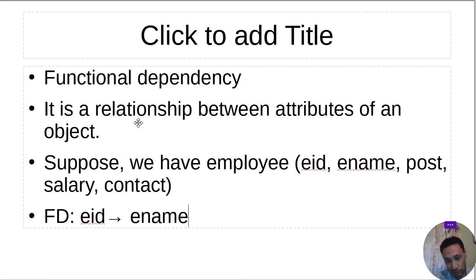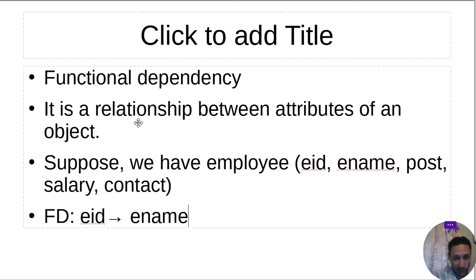There are different types of functional dependencies. The first one is the partial dependency, another one is transitive dependency. In case of the fourth and fifth normal forms, we can find multi-valued dependency or join dependency, but we will be talking about partial dependency and transitive dependency only here.